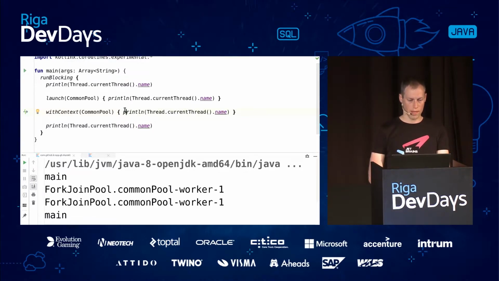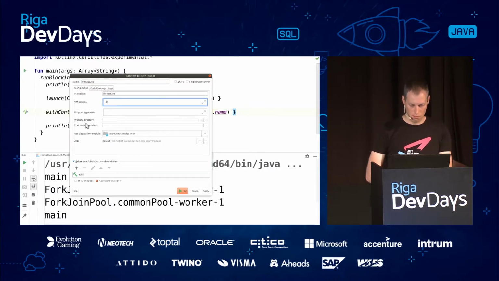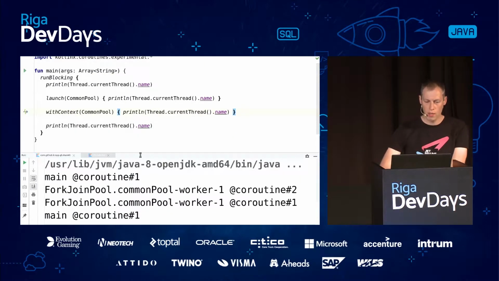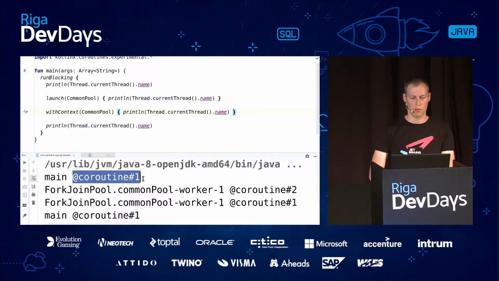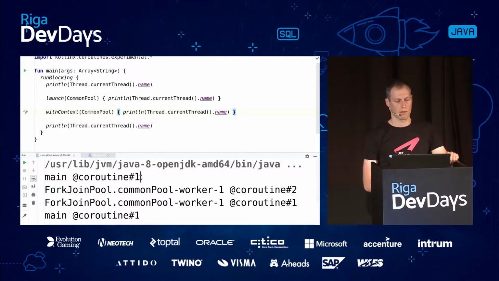But we only see the thread name here. What we can do for debug purposes, we can go to run configuration and add -Dkotlinx.coroutines.debug option and run the same example again. And now there is a coroutine name appended to every thread name. Coroutines are numbered, so we start first coroutine, it runs on main thread and it's coroutine number 1. Then with launch, we launch the second coroutine, it runs on the common pool and it's coroutine number 2. And then with the context, we have the same coroutine number 1 running on the common pool now.